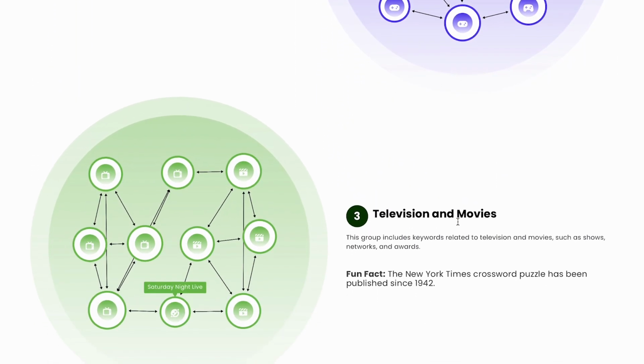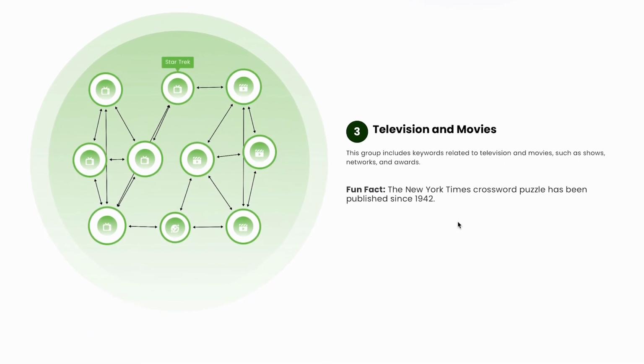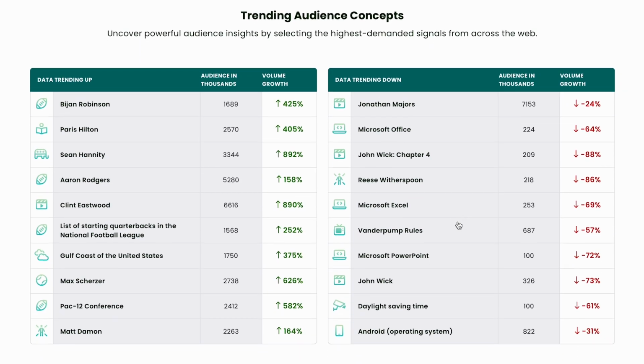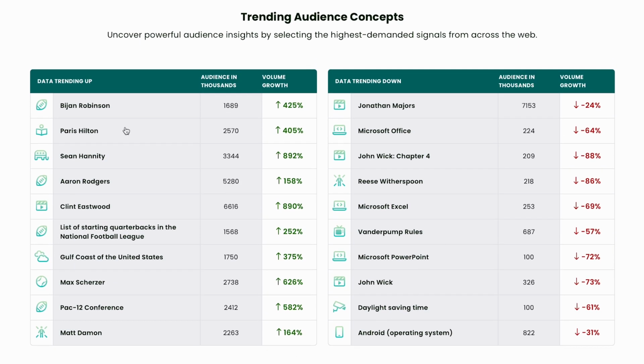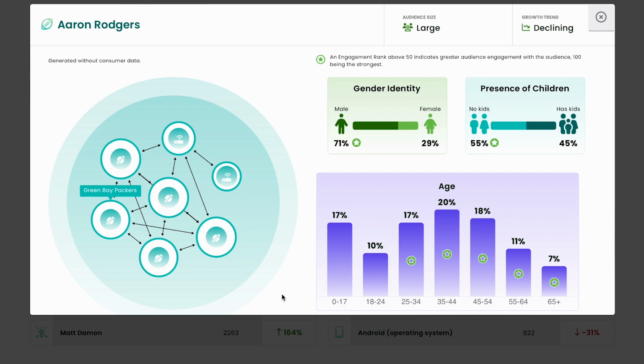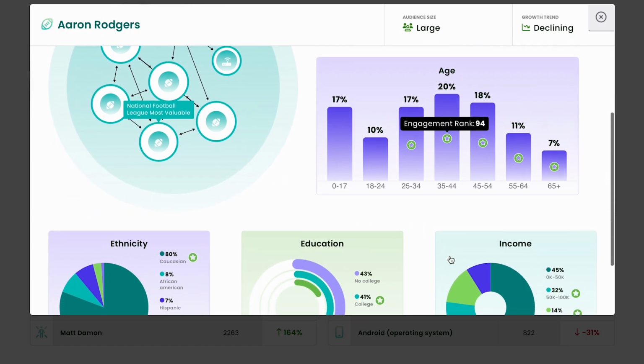Almost everything in the portal is clickable, so you can explore as you like. For example, if we scroll down and look at trending concepts, we see the concept Aaron Rodgers. You can click on Aaron Rodgers, and the AI is going to generate detailed information on the audience it associates with Aaron Rodgers. In the context of this portal, you can think about Aaron Rodgers as a product, and think about the information that's been generated here as the potential audience that's interested in the Aaron Rodgers product.